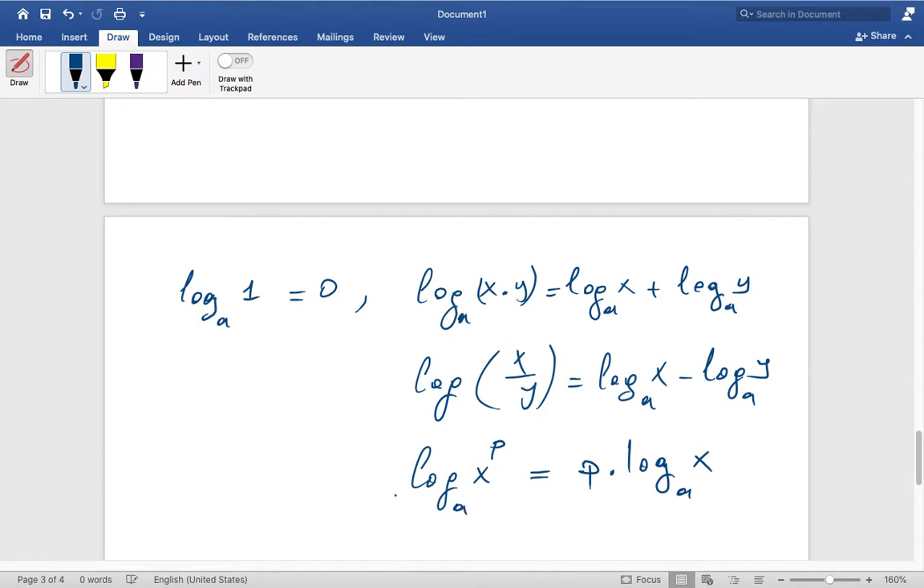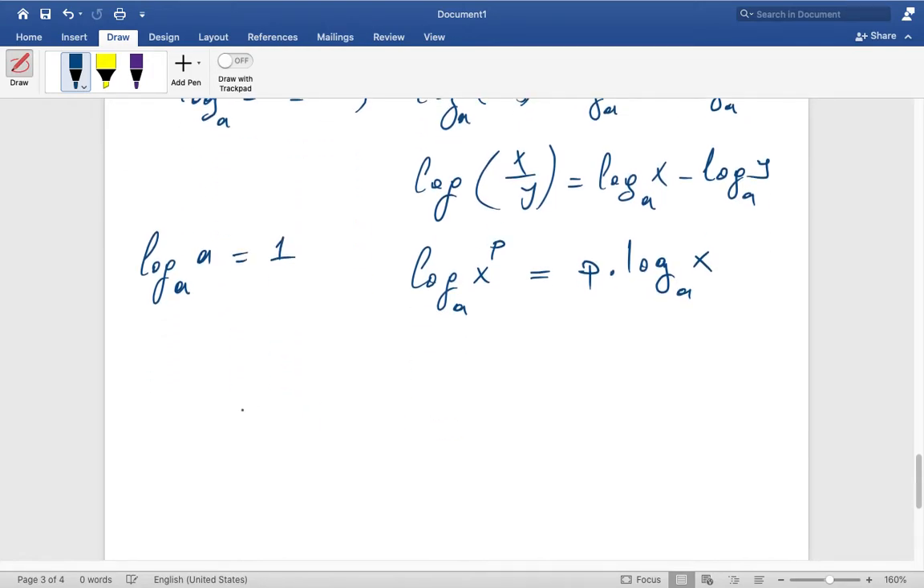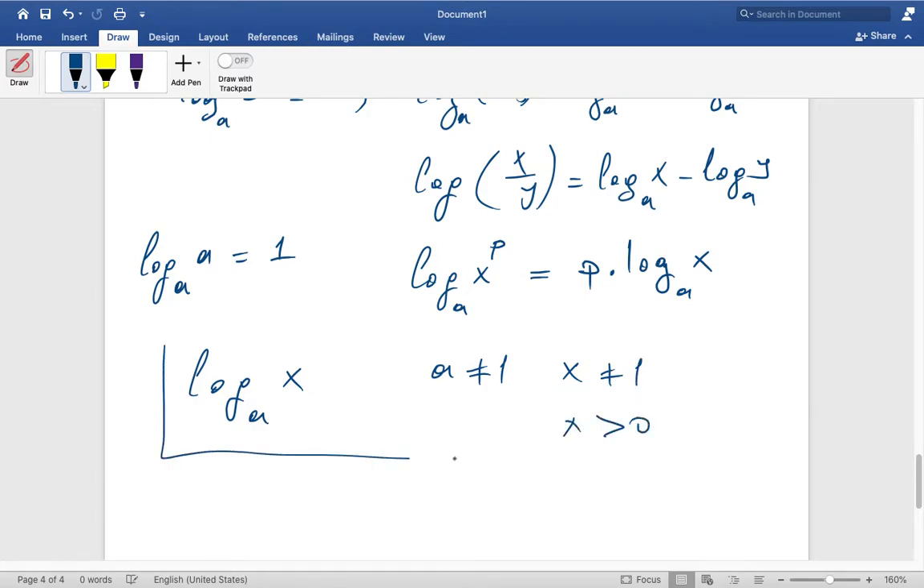And then what can I say? Logarithm of a to the base a is equal to 1. And then what can I say? When I have logarithm of x to base a, I can say that a is greater than 0, I mean, a is different than 1, and x is greater than 0 to be defined.